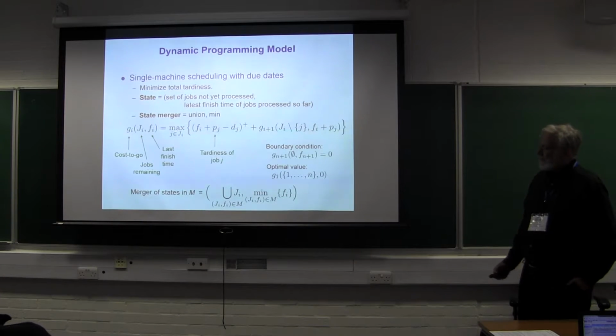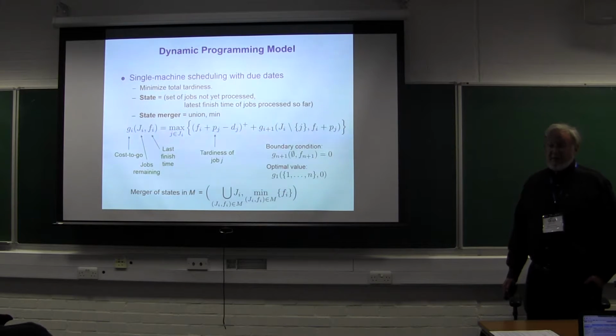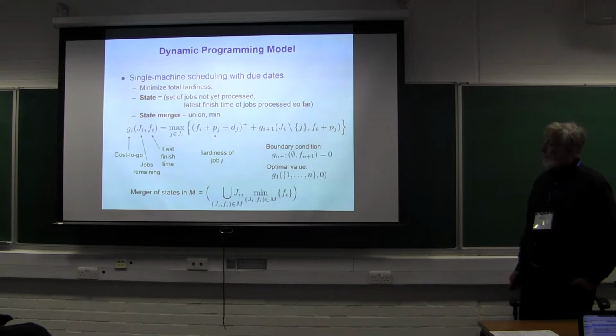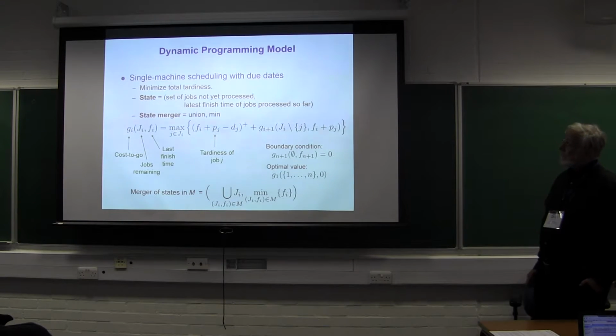And how do you merge nodes? Again, it's just a union. You take the minimum of these finish times to make sure we get a valid relaxation, a valid method. You've got to prove validity in each of these cases. Usually it's straightforward. Okay, so that's a classical problem.